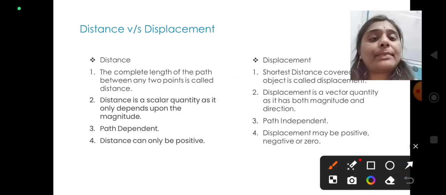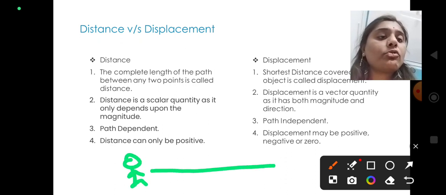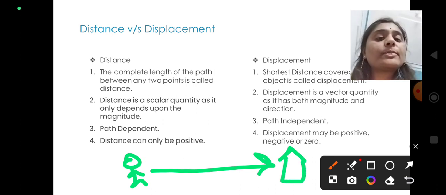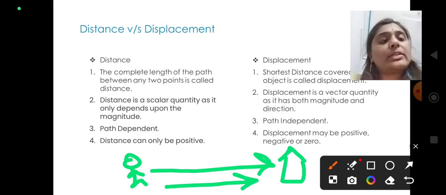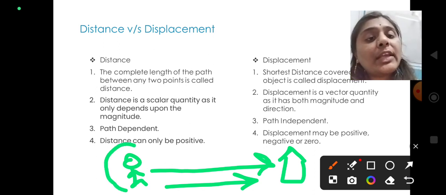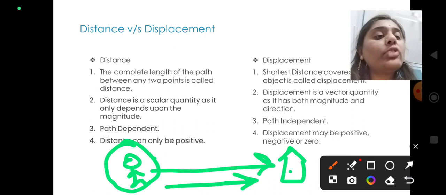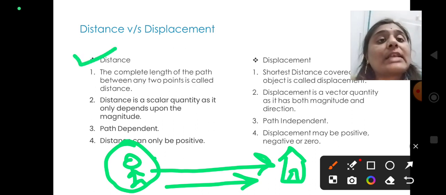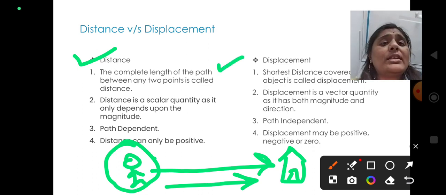For example, the person is standing here, right? This person wants to go to the school. Suppose this is the school, right? This student wants to go to his school, okay? But the total path, whatever he started from to his school, the total length of the path is called as what? Distance. The complete length of the path between any 2 points is called the distance.